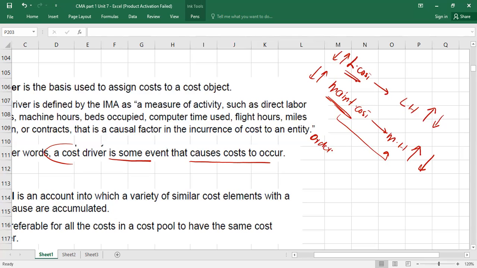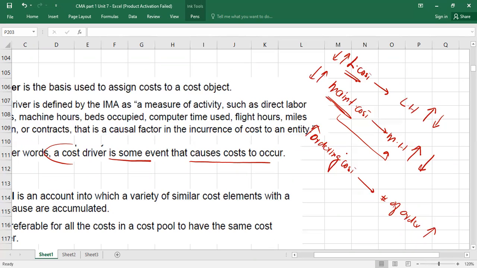Maybe you have an ordering cost. Which cost? Ordering cost. And the ordering cost driver could be the number of orders. If you order more times, your ordering cost will increase, right? If you order fewer times, your ordering cost will decrease. For material cost, maybe the cost driver could be units of output, right? Because if you produce more units, material consumption will increase. If you produce fewer units, material consumption will decrease. So for material cost, the driver must be the number of units produced.